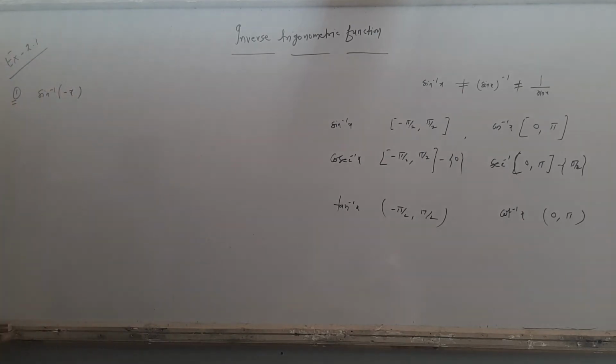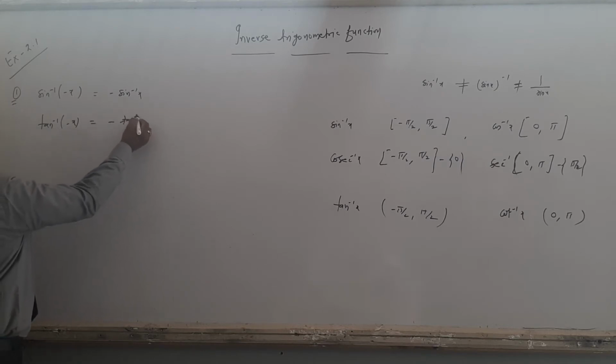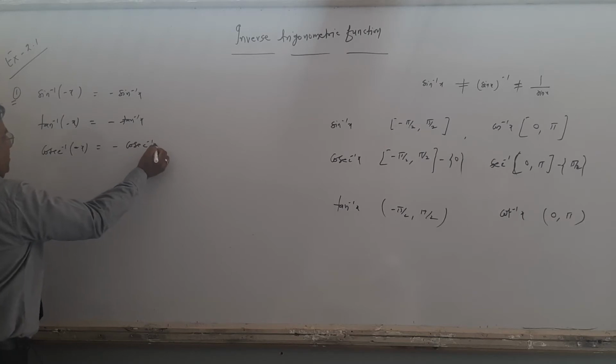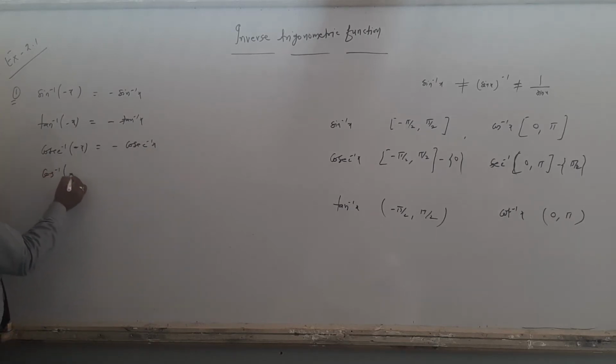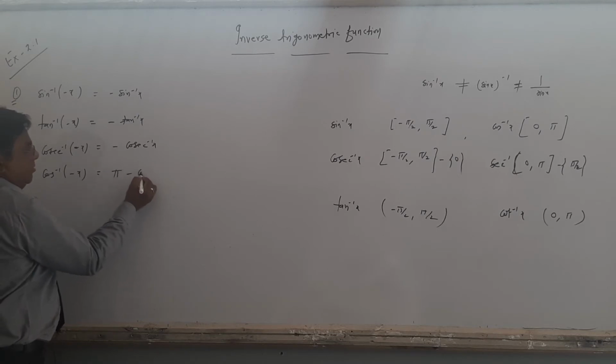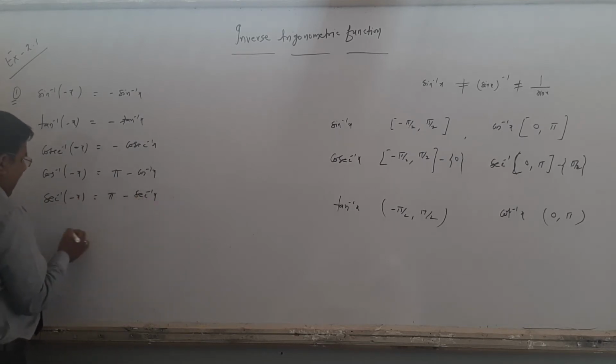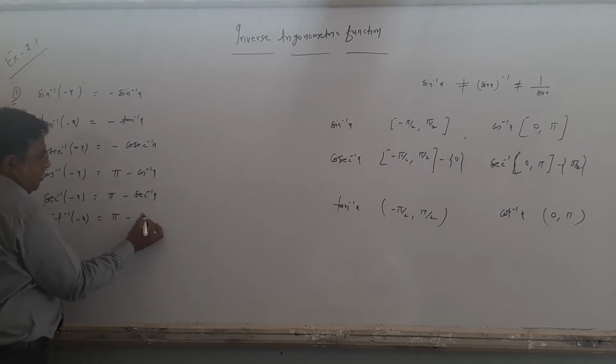But in inverse trigonometric functions, sin inverse minus x is minus sin inverse x. Tan inverse minus x is minus tan inverse x. Cosec inverse minus x is minus cosec inverse x. But what is cos inverse minus x? It is pi minus cos inverse x. Sec inverse minus x is pi minus sec inverse x, and cot inverse minus x is pi minus cot inverse x.